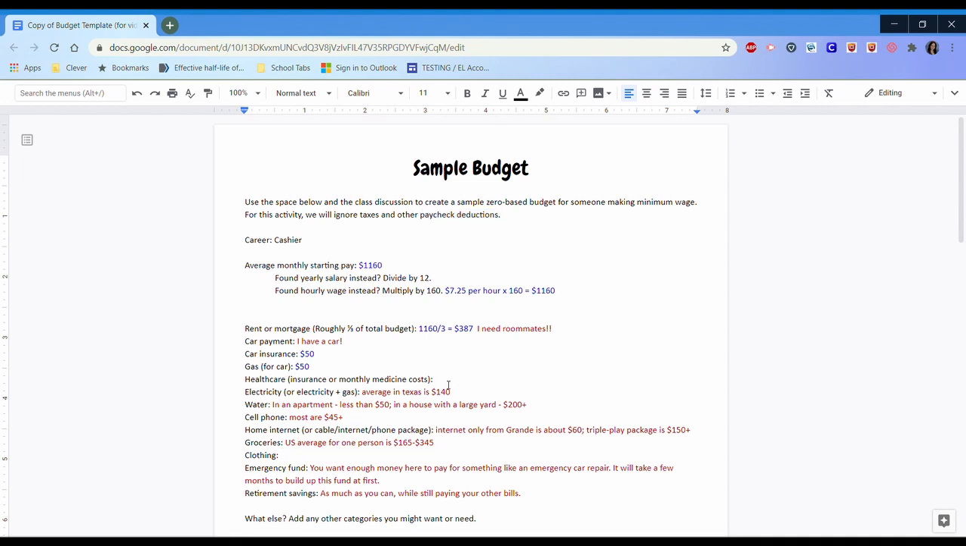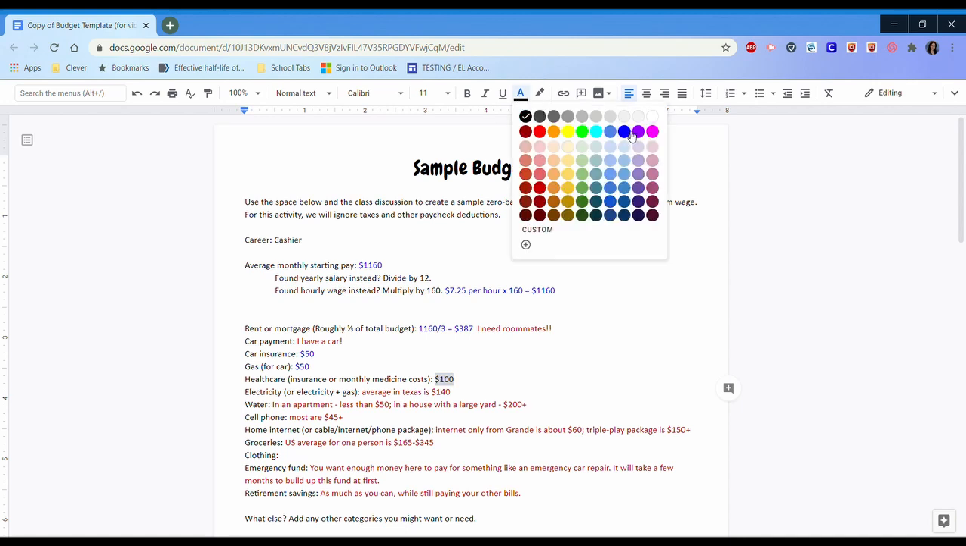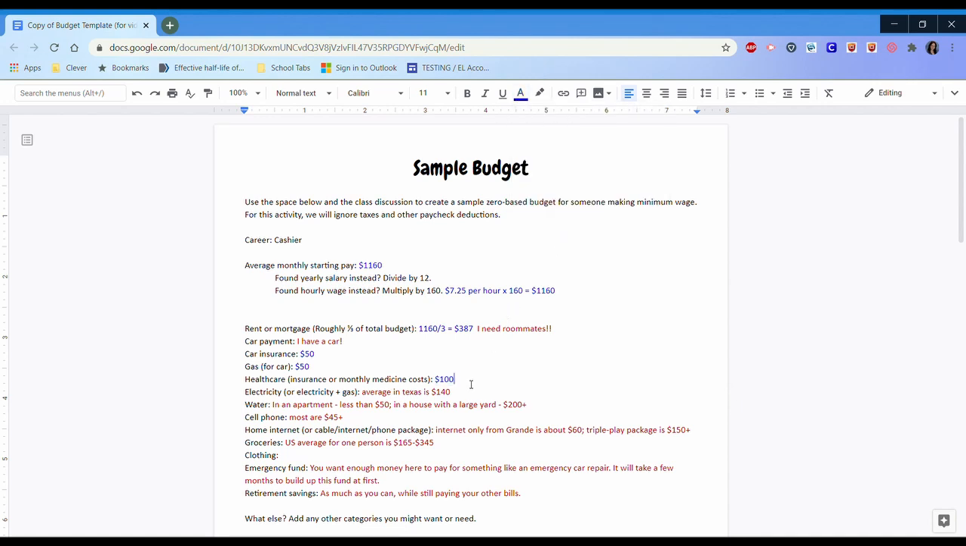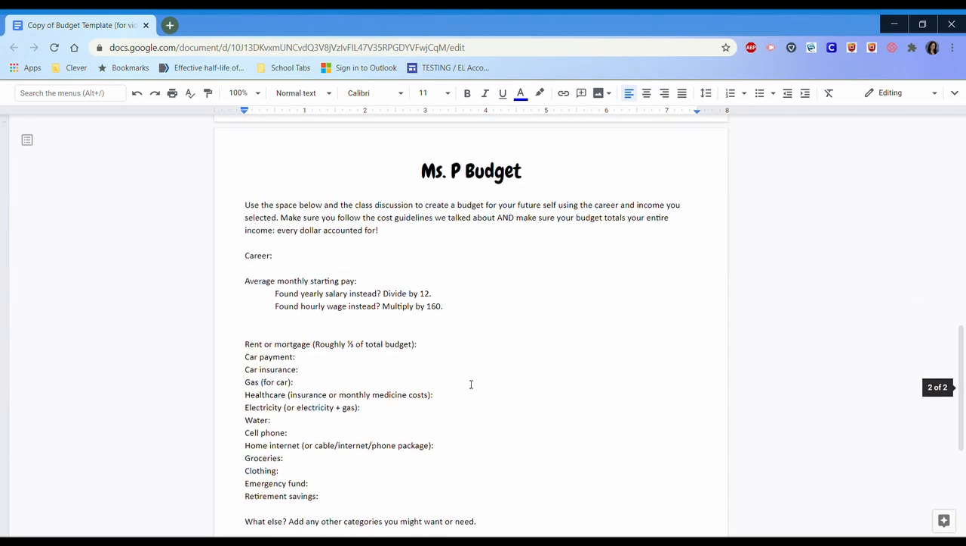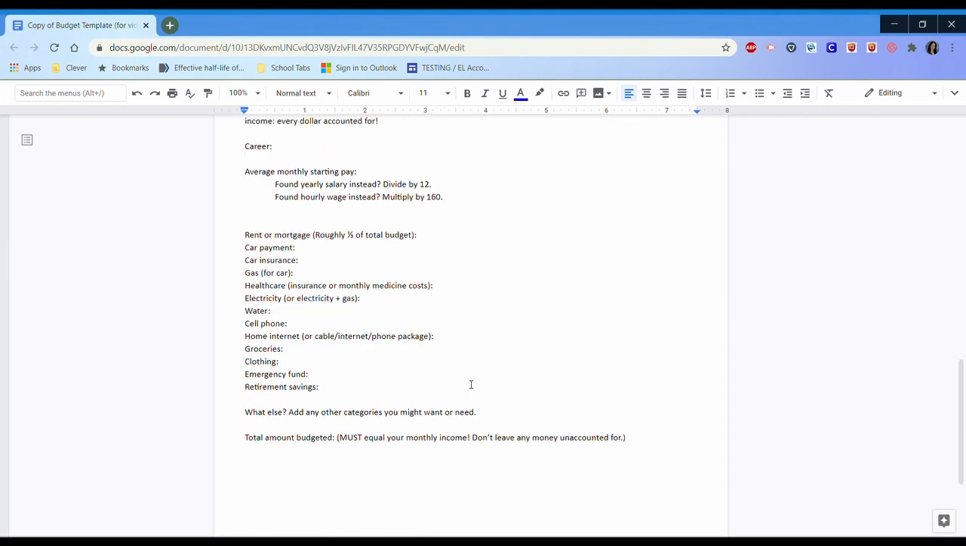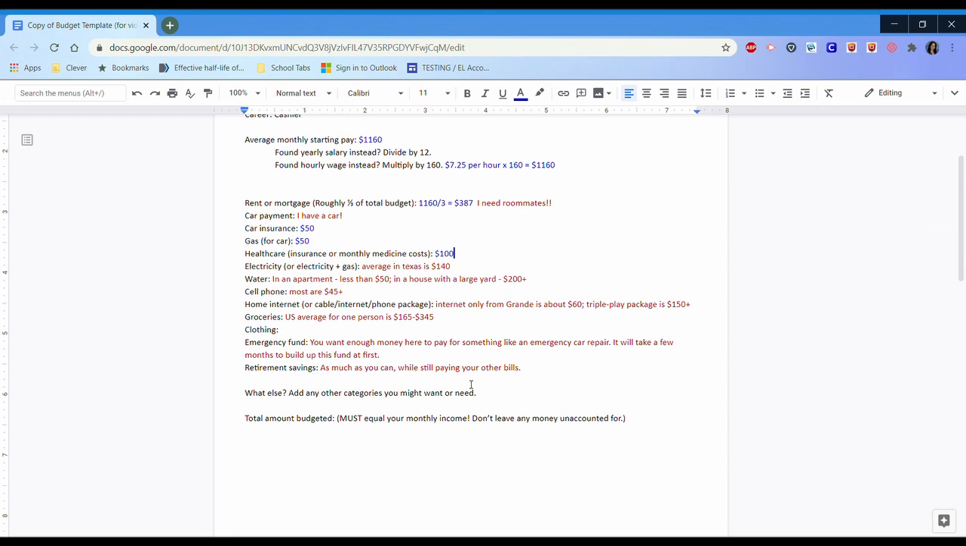Let's say our individual has a $100 insurance premium per month, and they're in good health, so they don't really pay much else. When you do your budget, you really should take into account how much you spend or how much medicine you take. Electricity. Now some houses have a gas connection in addition to electricity. Some houses are all electric. It just depends. And the average in Texas for this bill is $140.